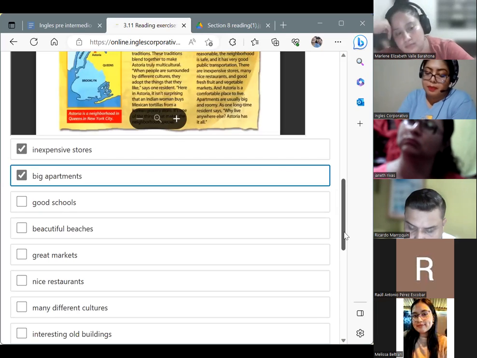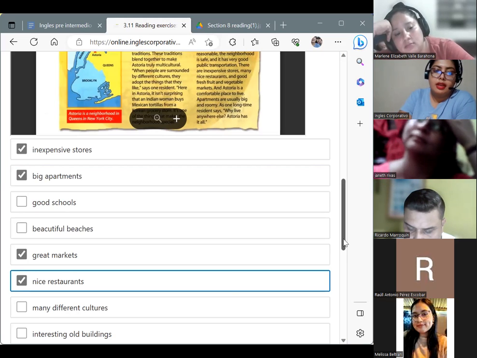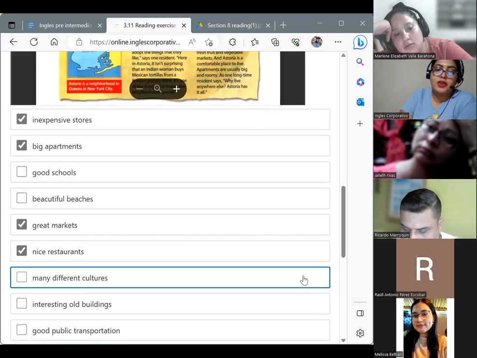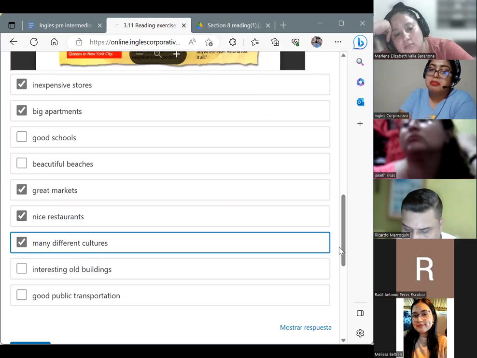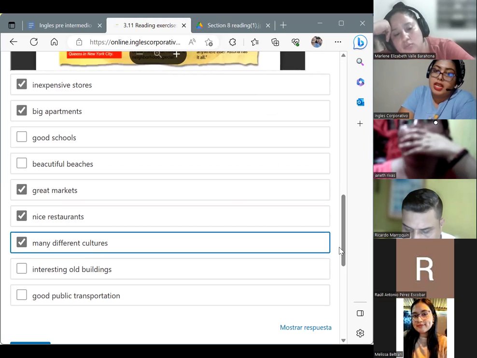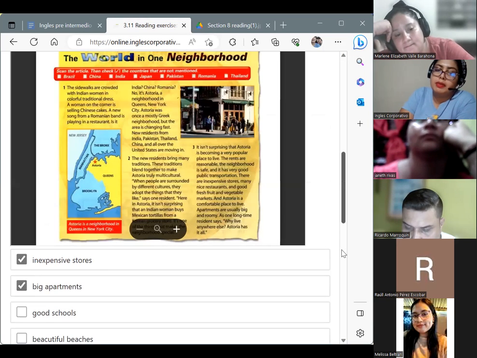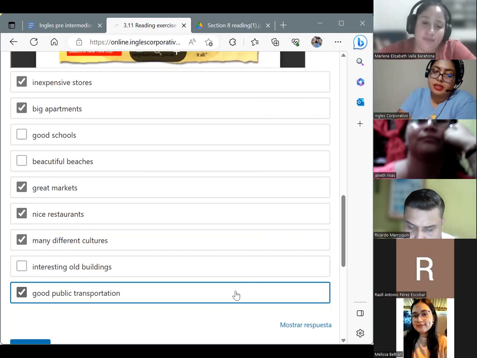Great market. Yes. Okay, nice restaurants. Yes. Of course they are. Many different cultures. Yes. Of course, that is the main thing. Interesting old buildings. Yes. No, they are not talking about the buildings. And good public transportation. Yes.